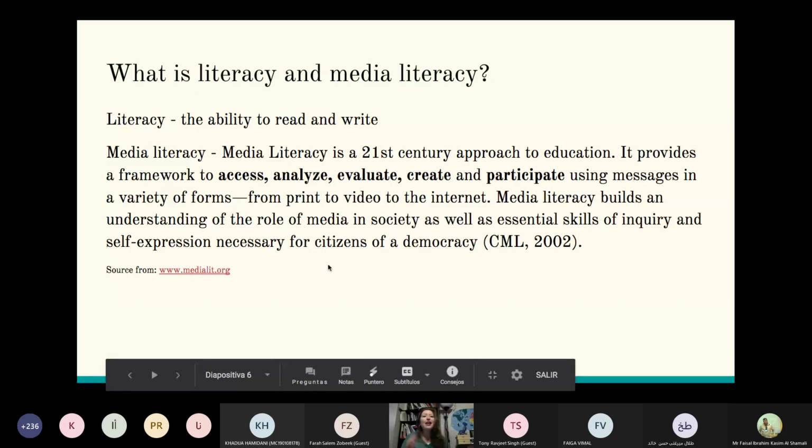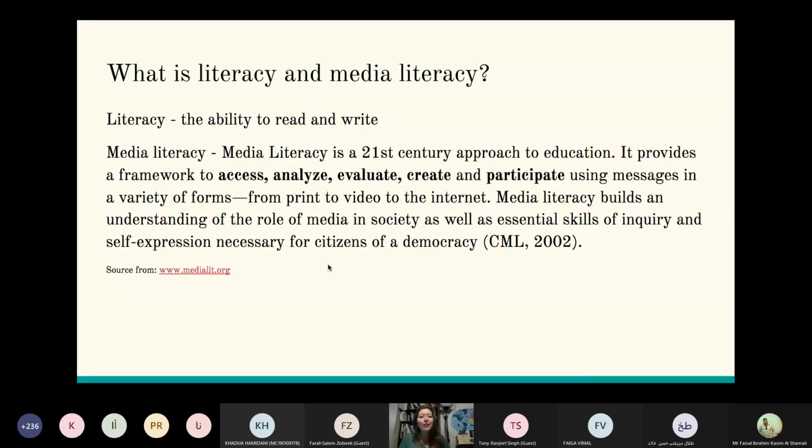Okay, so first of all, I'm going to take a definition from the Center for Media Literacy. As we know, literacy is the ability to read and write, but media literacy is the 21st century approach to education, as the previous models and slides discussed. It provides a framework to access, analyze, evaluate, create, and participate using messages in a variety of forms, from print to video to the internet.